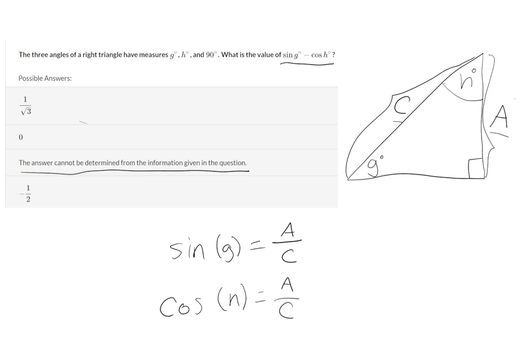This is where everything clicks. The sine of G is A over C, and the cosine of H is A over C, meaning that they are the same thing. No matter what the angles are, no matter what A and C are, sine of G and cosine of H are the same thing. So if we subtracted them, just like the question asked, if they're the same thing, that just equals 0.